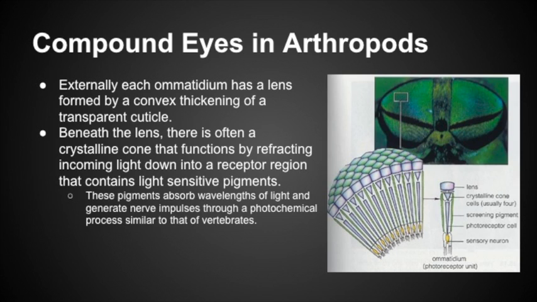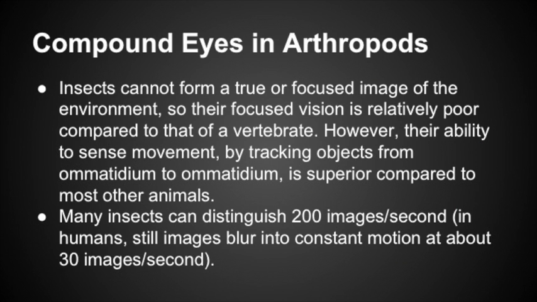Beneath the lens, there is a crystalline cone that functions by refracting incoming light down into a receptor region that contains light-sensitive pigments. These pigments function to absorb wavelengths of light and generate nerve impulses through a photochemical process similar to that of vertebrates. Unlike vertebrates, insects cannot form a true or focused image of the environment, so their vision is relatively poor. However, their ability to sense movement by tracking objects from ommatidium to ommatidium is superior compared to most other animals.